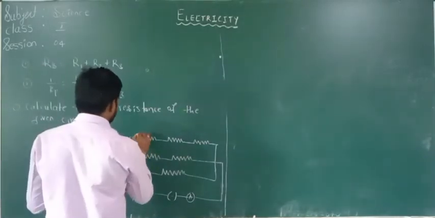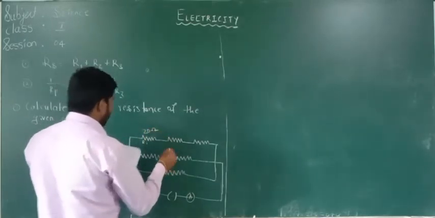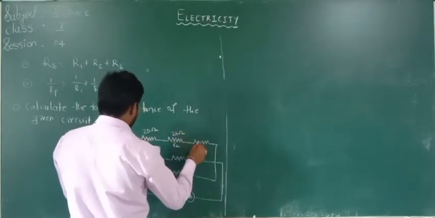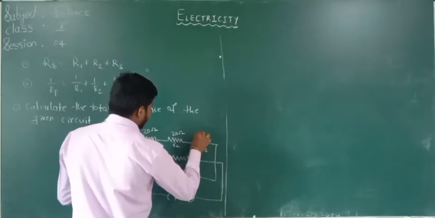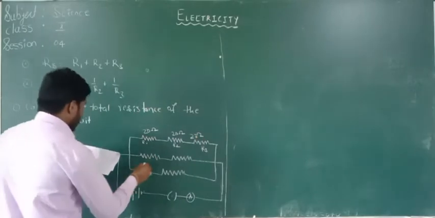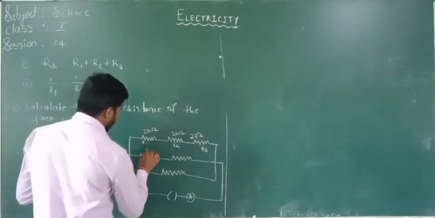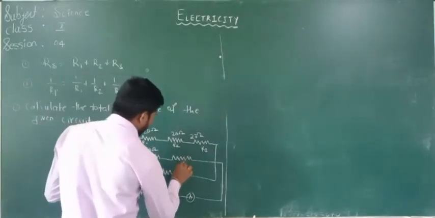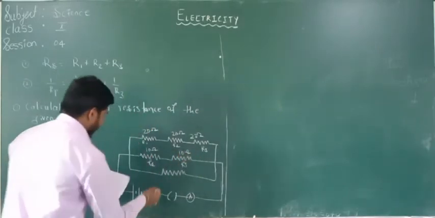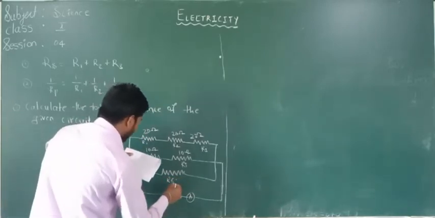Here I am considering R1, the resistance of R1 is 20 ohms. Second one R2, the resistance of R2 is 20 ohms. Then R3, the resistance of R3 is 20 ohms. Next this one is R4, the resistance of R4 is 10 ohm. R5, the resistance of R5 is also 10 ohm. Next this is R6, the resistance of R6 is 30 ohm.